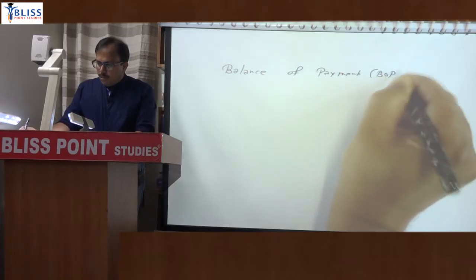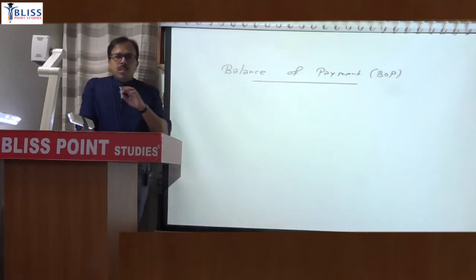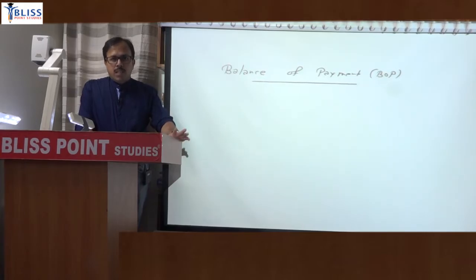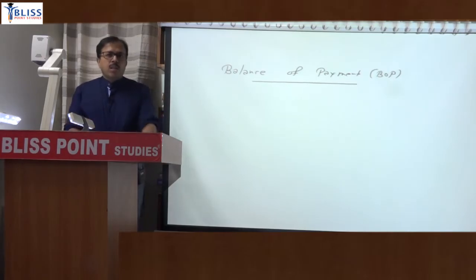Balance of payment, BOP. So first thing is that balance of payment is basically a systematic record, and what does it record? It records all economic transactions between a resident of one country and a resident of the rest of the world. I repeat, balance of payment is basically a systematic record of all economic transactions between residents of one country and residents of the rest of the world during an accounting period. So if you are preparing balance of payment for India, it will be recording all economic transactions between residents of India and residents of the rest of the world during an accounting period.